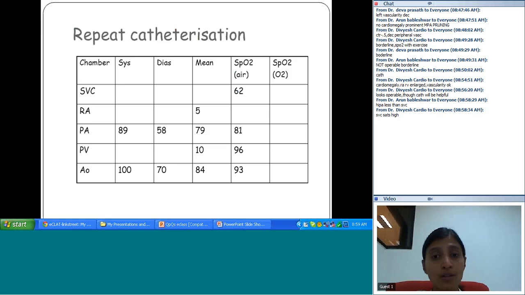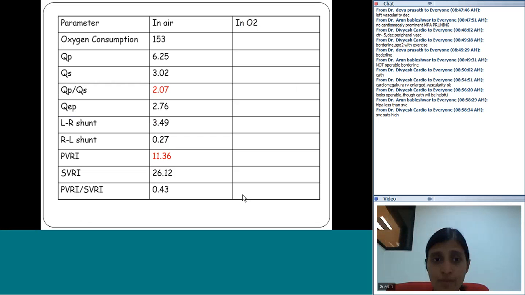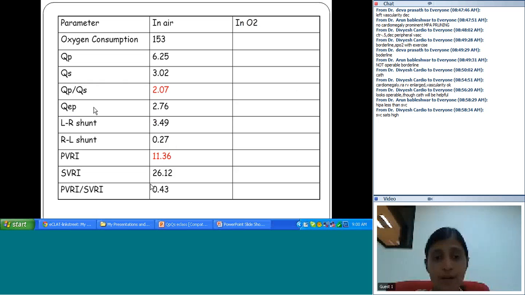So when PVRI was done, QpQs was 2, PVRI was 11. So still a little bit high actually, because the mean PA pressure was high, but the QpQs was 2. And your X-ray findings suggested operability, your arterial blood gas suggested operability. So what would you do in this setting? Your PVRI is high actually, 11. So maybe some people would say, this is too high, don't operate. What would you do in this setting? What would you do?